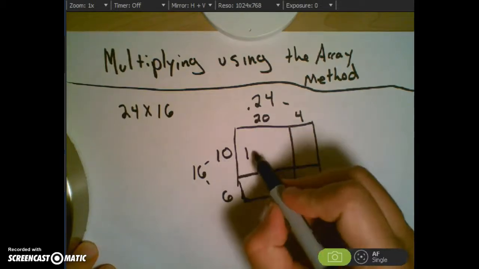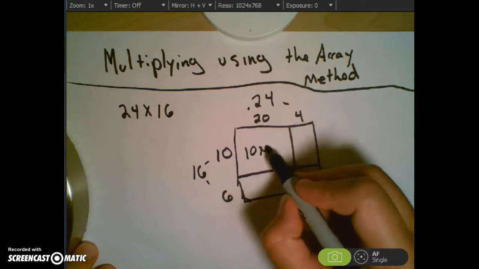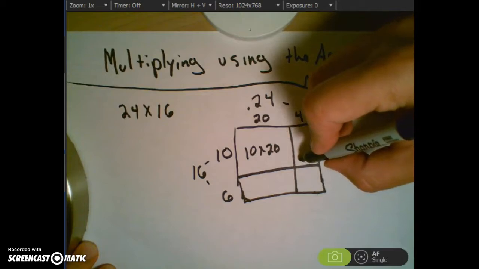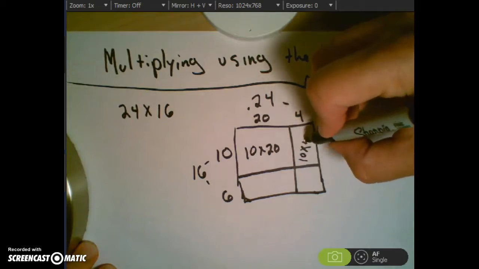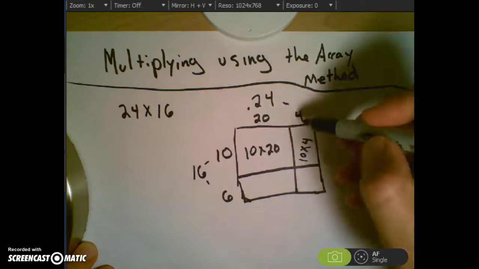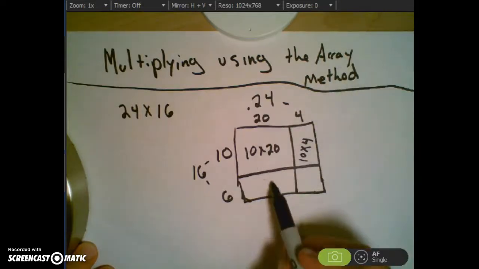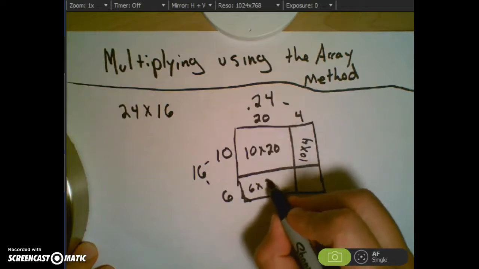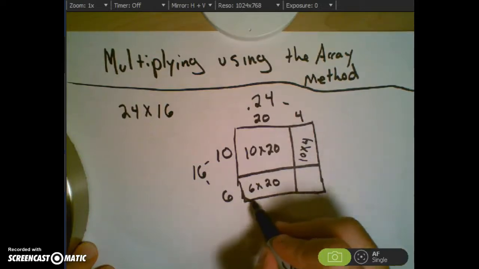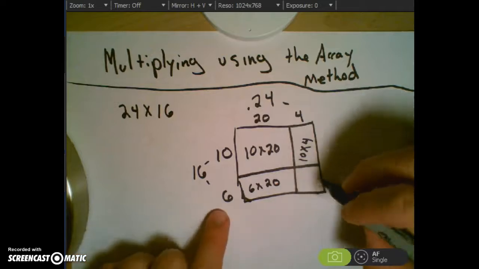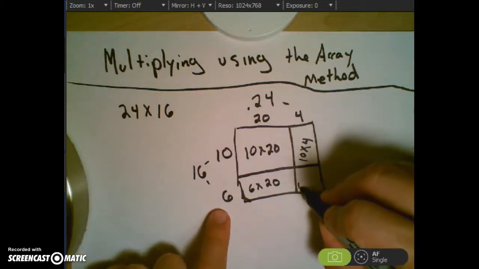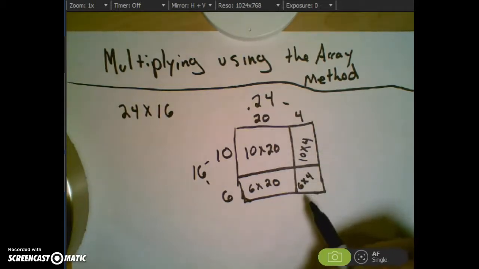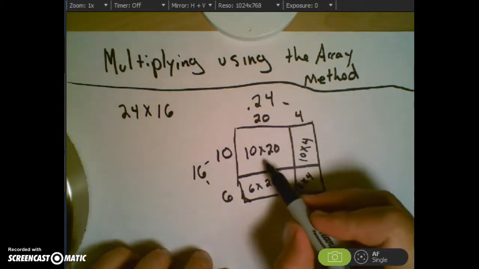So this piece of the array would be a 10 by 20 or a 20 by 10 piece. This piece here, it's a little small, so I'll write it sideways, is a 10 by 4 because we have 10 rows and 4 columns. And over here we have 6 rows and 20 columns, so it's a 6 by 20, this little chunk here. And over here, the smallest piece is going to be 6 by 4, or 6 times 4. So now we're going to multiply them one at a time.